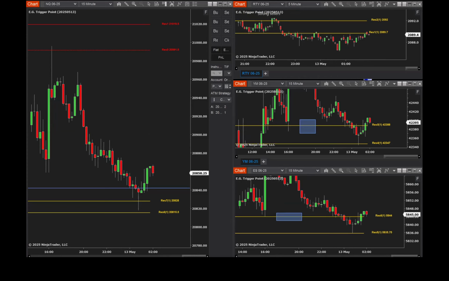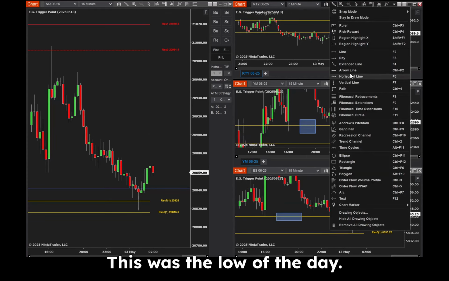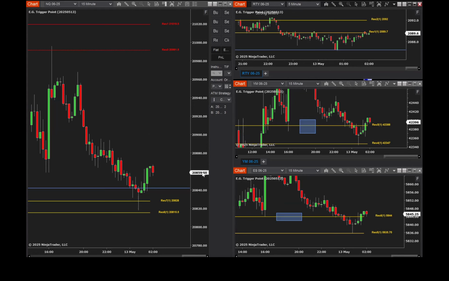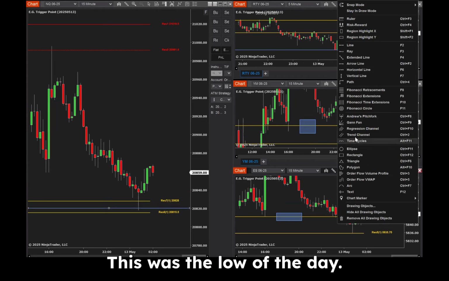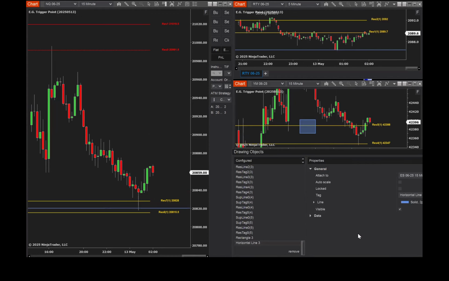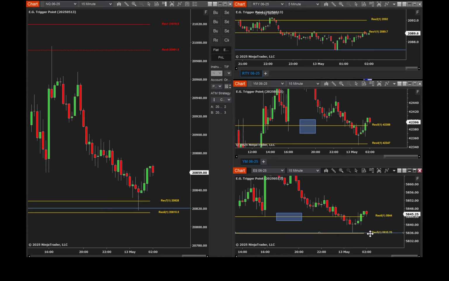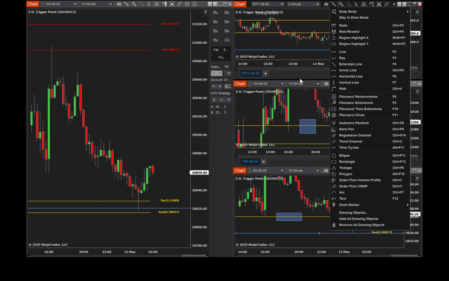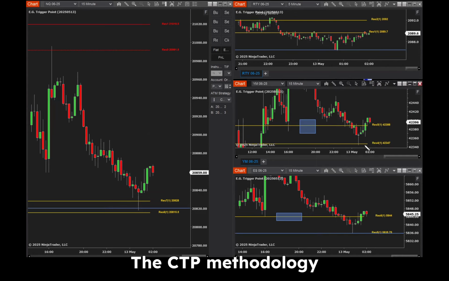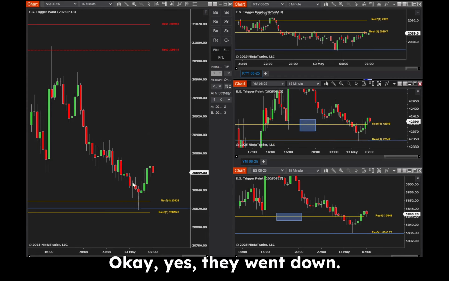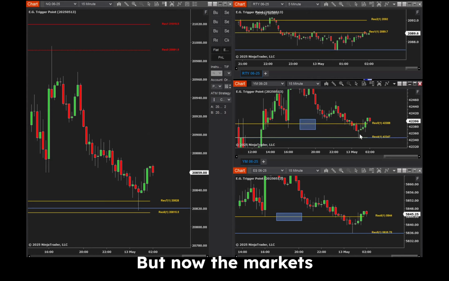Okay, guys, this was the low of the day. This was the low of the day. This was the low of the day. The low of the day was identified by following the CTP methodology. The CTP methodology says, okay, yes, they went down. I had a short opportunity here. I identified a short opportunity. I took this short opportunity, but now the markets are at support.